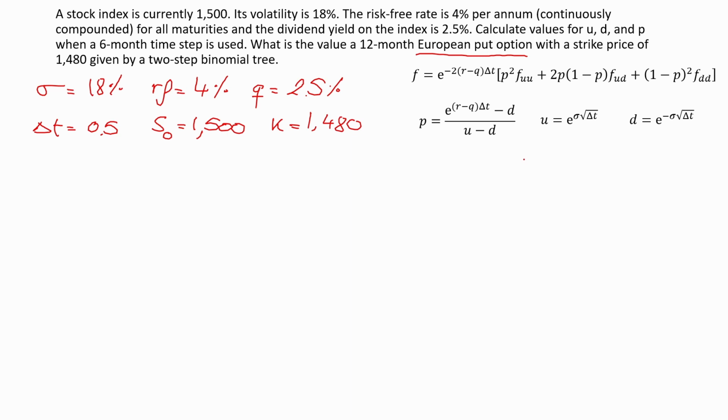So we're going to use these formulas. So U is going to be e to the power of sigma, which is 18%. The volatility in decimal places is 0.18 times the square root of the time step, which is 0.5. If you plug this into the calculator, you should get that U is 1.136. Then D is the same thing, but with minus the volatility. So e to the power of minus the volatility times the square root of 0.5. If you plug this into the calculator, you should get 0.880.